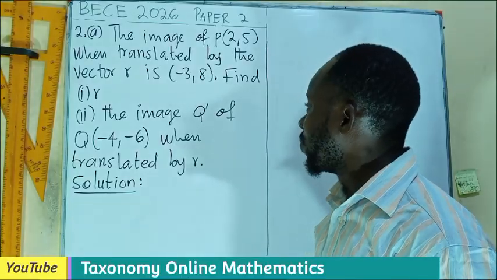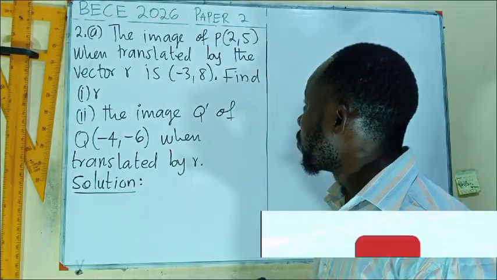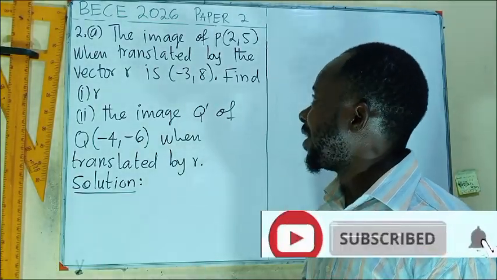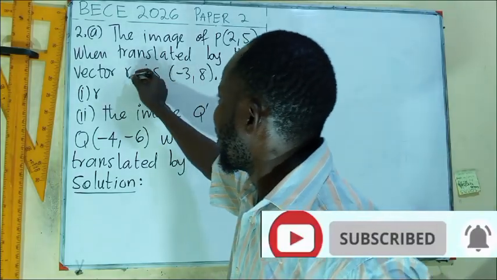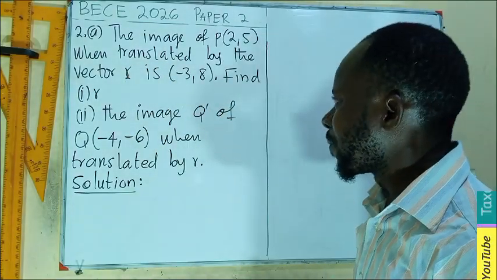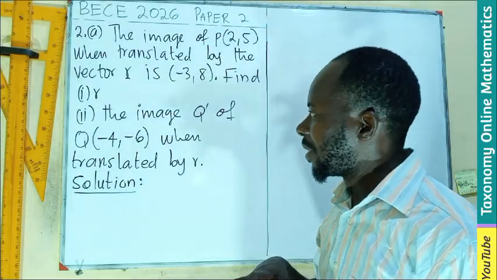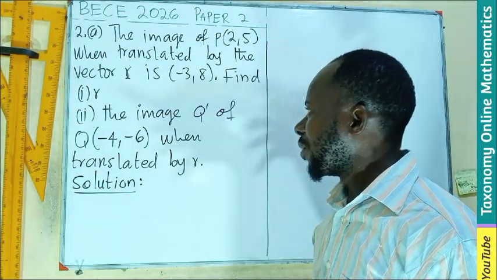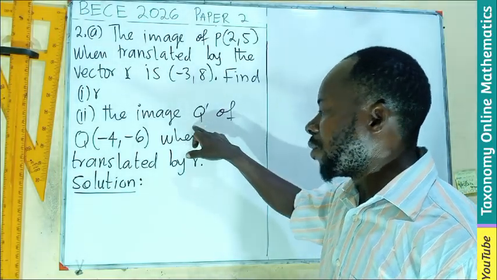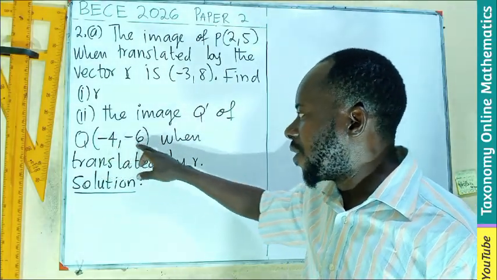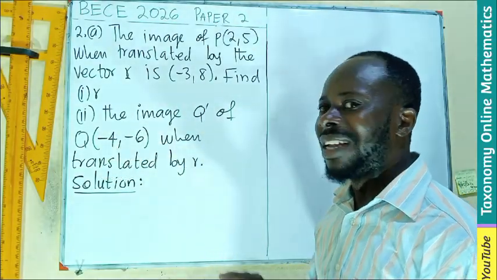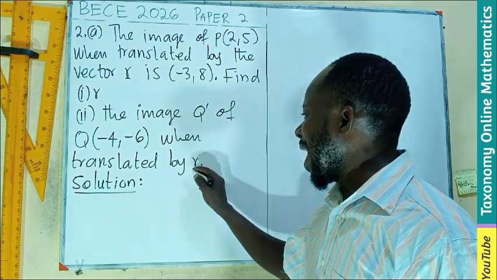The image of the point P, which is (2, 5), when translated by the vector R is (-3, 8). We have to find that vector. Then find the image Q prime of Q, which is (-4, -6), when being translated by the same vector R.